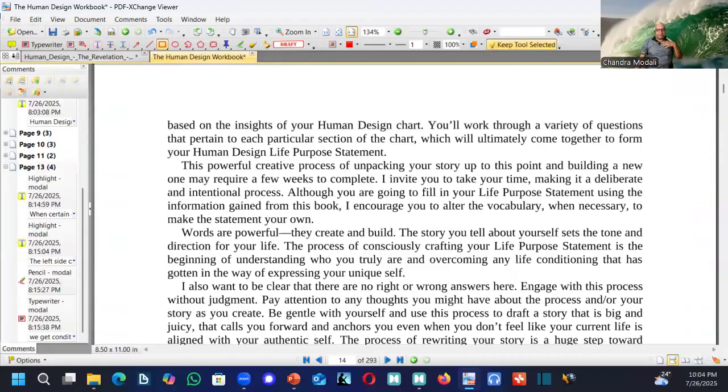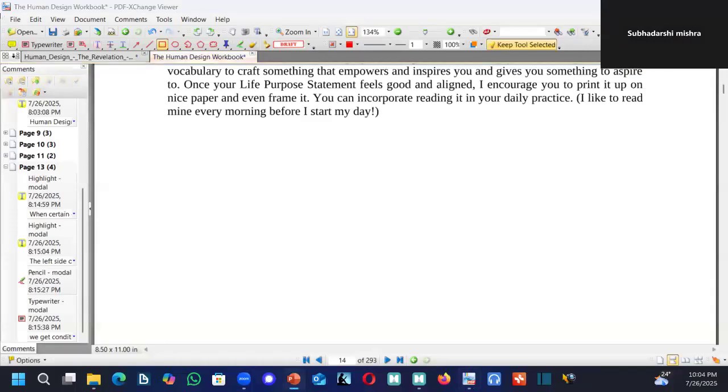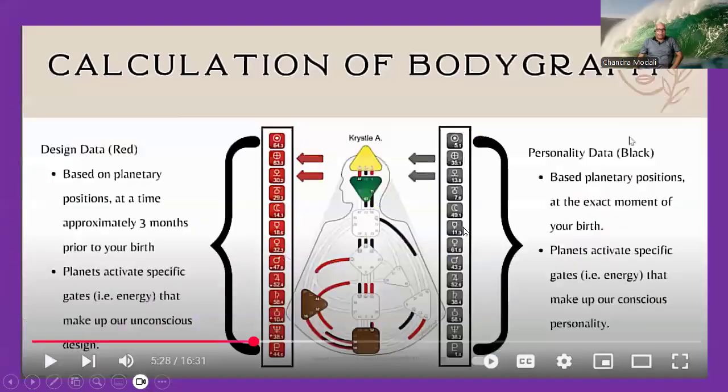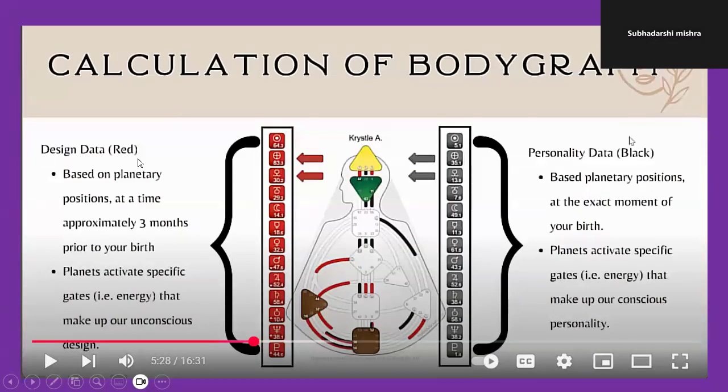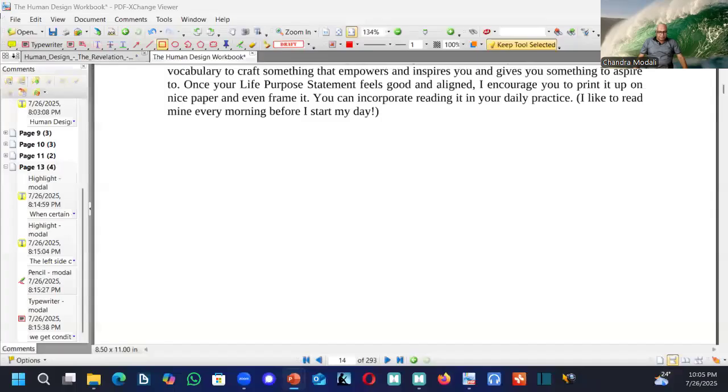We can practice that stuff using this. Okay. This is another way they write soul purpose, life purpose, and all the human design parameters. Otherwise, they will write like this: calculation of your body graph. Right? Yeah, see, right. Design data, which is black, and design data is red, based on planetary position at a time approximately three months prior to your birth. That is what it represents, because that is the design stage.